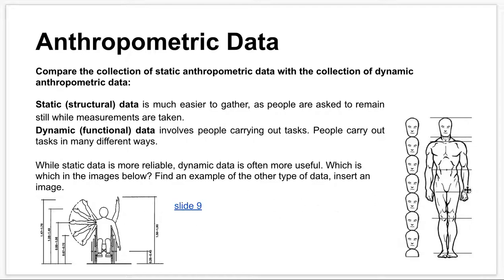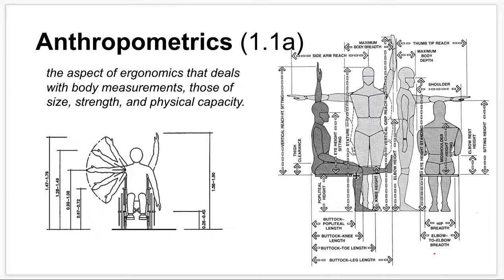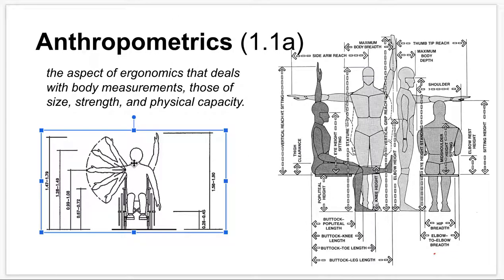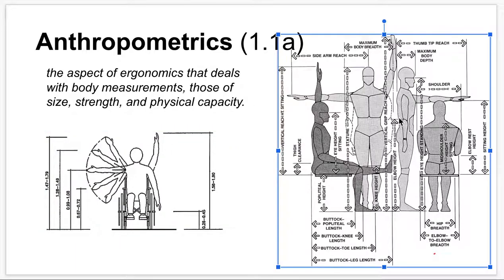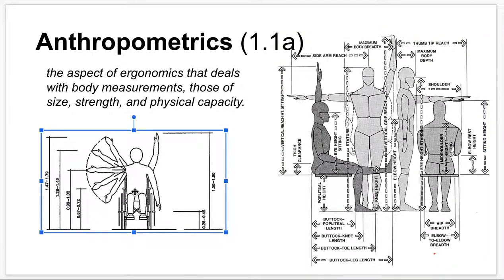Just looking at these two different images, this is an image of dynamic data, where things are moving. People are carrying out a certain task. Versus static data, where people are staying flat and straight. So if we head back up towards that original drawing, this is the difference: this is dynamic and this is static. Okay, so understand that.